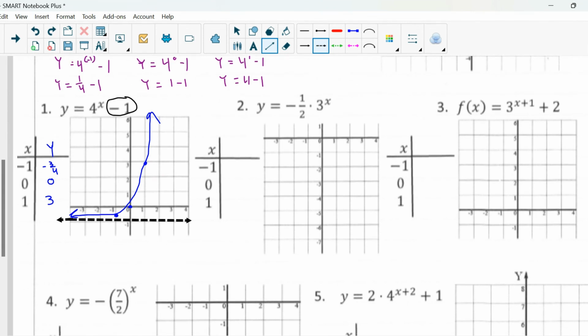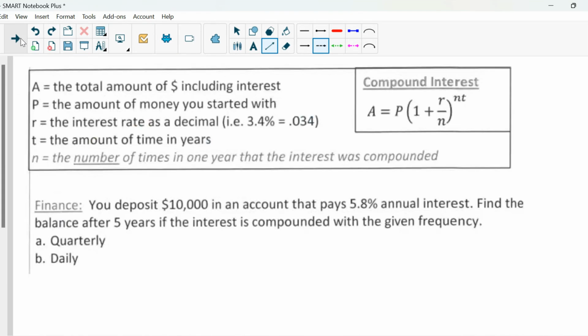All right, one more quick problem here. So exponential growth and decay is a super applicable math concept, and it totally occurs in the real world all the time. A main application would be in finance. So here I have the compound interest formula, and you guys can read all of the different variables over there on the left. So let's take a look at this problem.